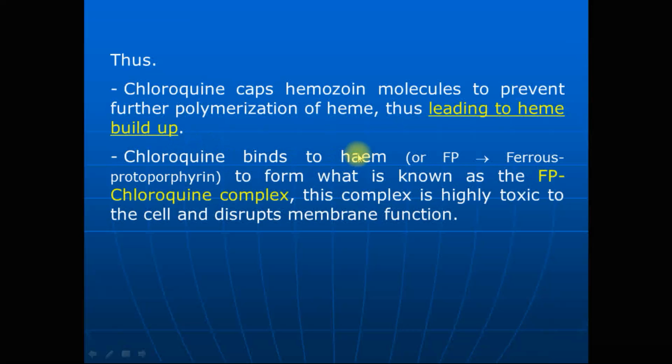Chloroquine binds to this heme, or FP, and this FP-chloroquine complex is highly toxic to the cell and disturbs the membrane function. So there are two mechanisms: one, there is a buildup of heme, which is itself toxic for the Plasmodium, and second, the FP-chloroquine complex also disturbs membrane function. Additionally, it is reported that chloroquine can disturb RNA and DNA activity in the Plasmodium, but it is not sure whether this is related to the schizonticidal activity. The major mechanism is the inhibition of heme polymerase and its consequences. So this is a very important mechanism of action that we have learned for chloroquine.